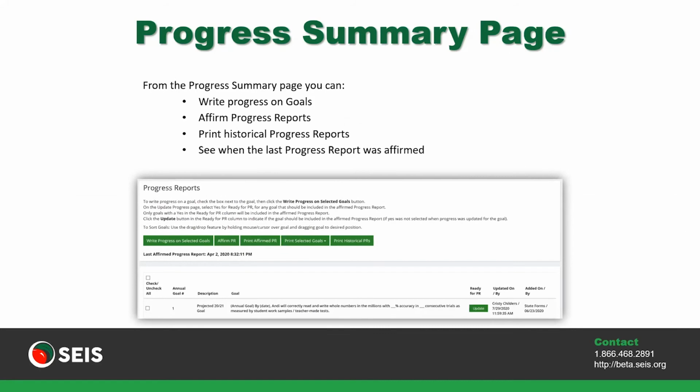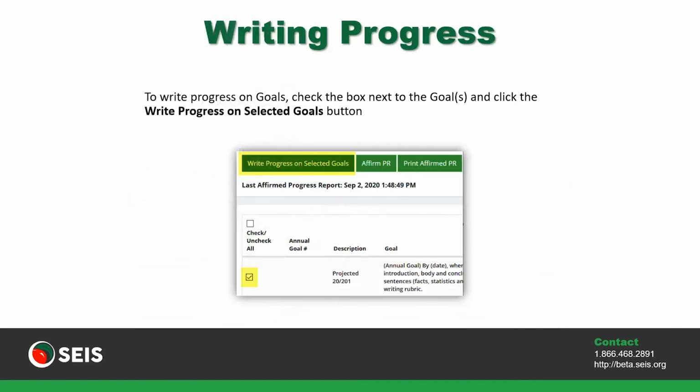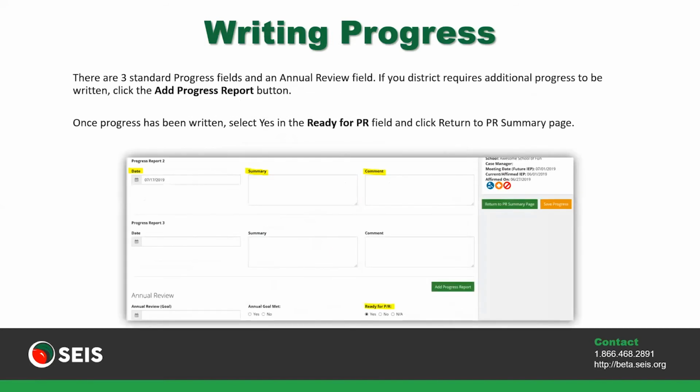So pretty cool. Let's actually look at writing some progress on some goals. To write progress on goals, first I'm going to check the goal and then click on that write progress on select the goals button there. Then I'm going to be directed to this page as you see in the screenshot. Here, there's basically three standard progress report fields and an annual review field. Now, if your district requires additional progress to be written, then you can click on that add progress report button, and it's going to add another field for you to add more information in.